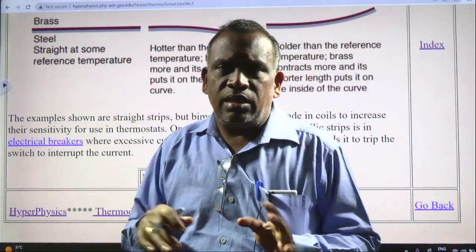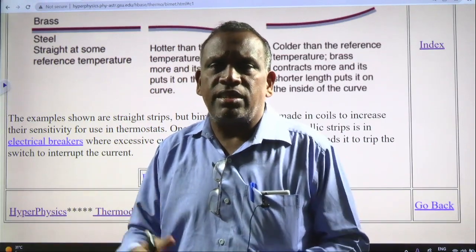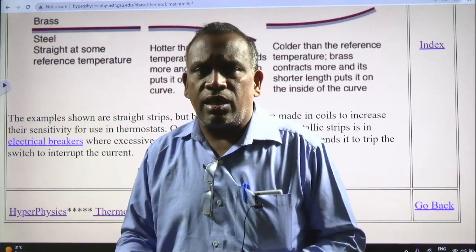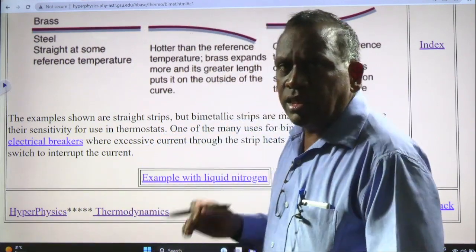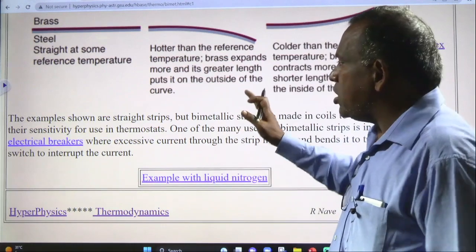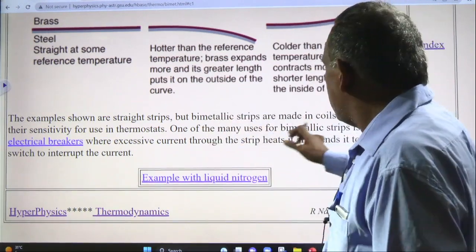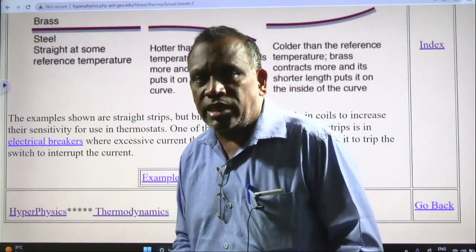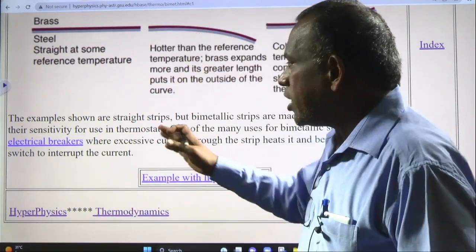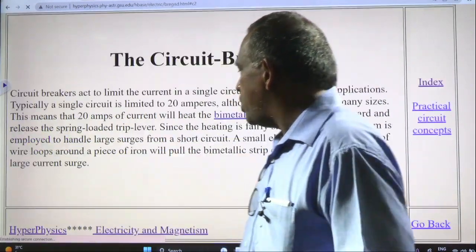system will be cut off. The entire closed system will cut off, and it breaks the circuit, and the utilization of electrical energy can be minimized. In that way, you can use this bimetallic strip. The bimetallic strip is made of straight strips which are made into coils to increase the sensitivity in thermostats, etc. Electrical breakers, just now I told you, electrical breakers are going to be used.